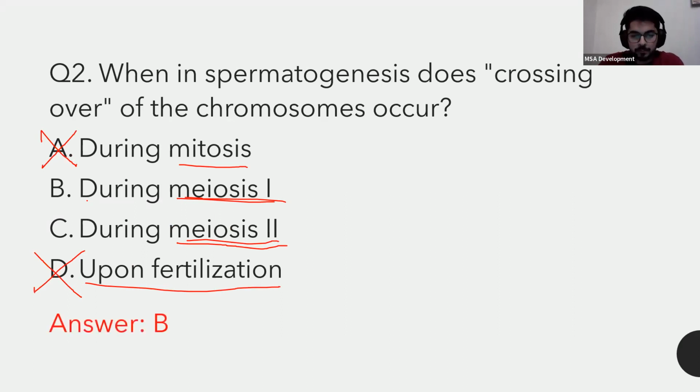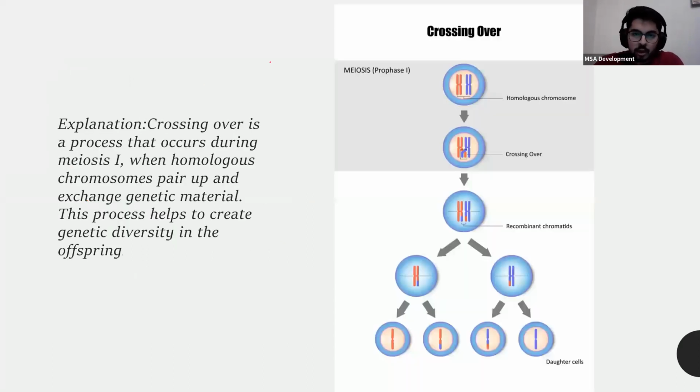This is a simple recall question, and the answer is B. Again, during prophase 1 of meiosis, when the cells are aligned beside each other before the cell divides, they're going to have some exchange of genetic information, and then they are going to divide into two daughter cells. Okay.